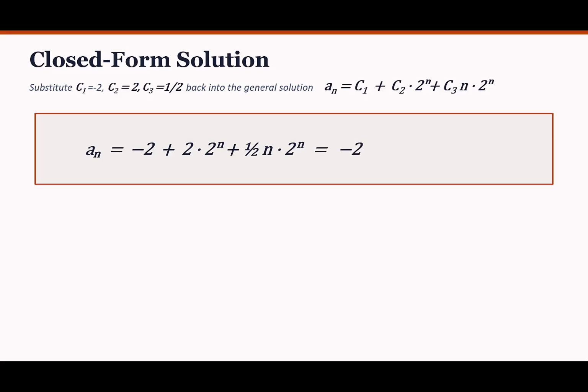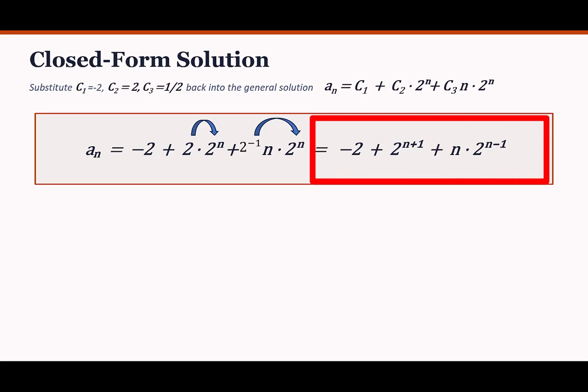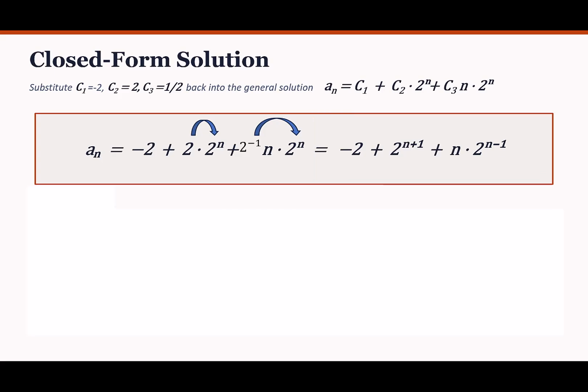We'll start by keeping our -2. Then I have 2 times 2 to the n. Since they're the same base, I can add the exponents to get 2 to the n plus 1. Then I have 1/2 times n times 2 to the n. Let's rewrite 1/2 as 2 to the -1. Then I can combine the like bases by adding -1 and n to get n times 2 to the n minus 1. This is our final solution. A sub n is -2 plus 2 to the n plus 1 plus n times 2 to the n minus 1. You can always verify your work by going back to our initial conditions.